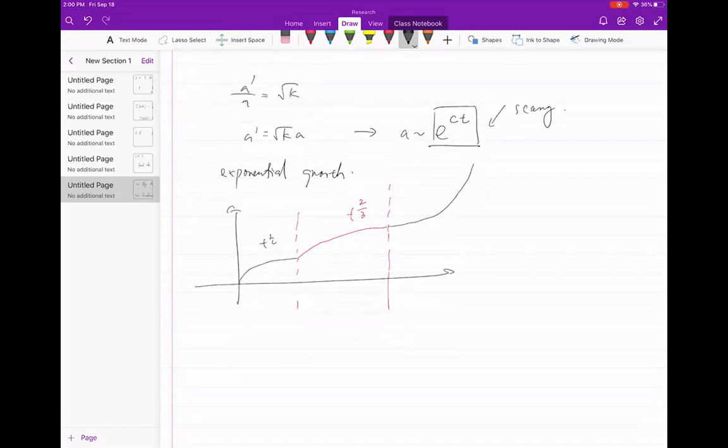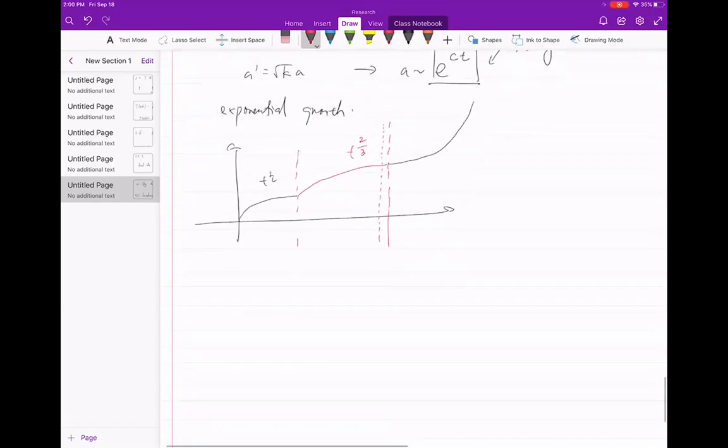Okay. Where are we right now? We are right here. So we are very close to where K becomes dominant. We're actually very close to when everything grows exponentially.